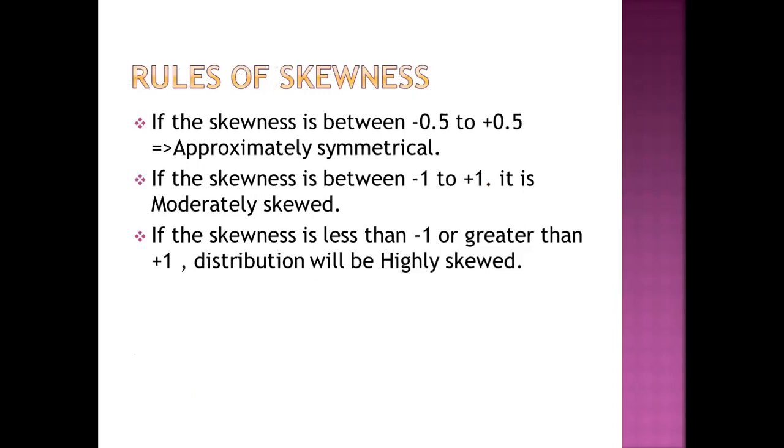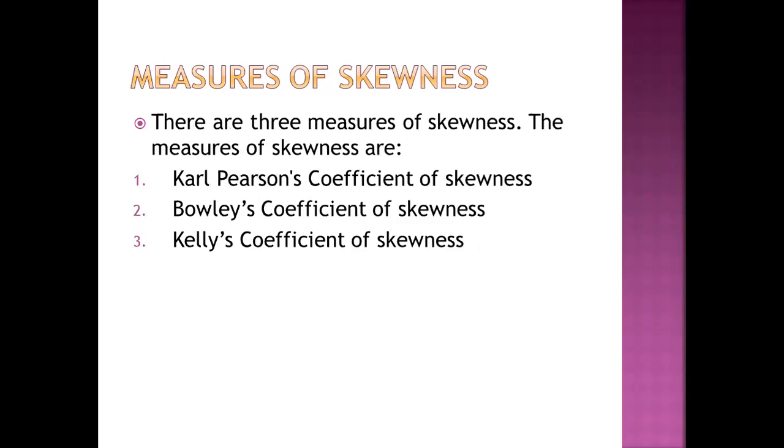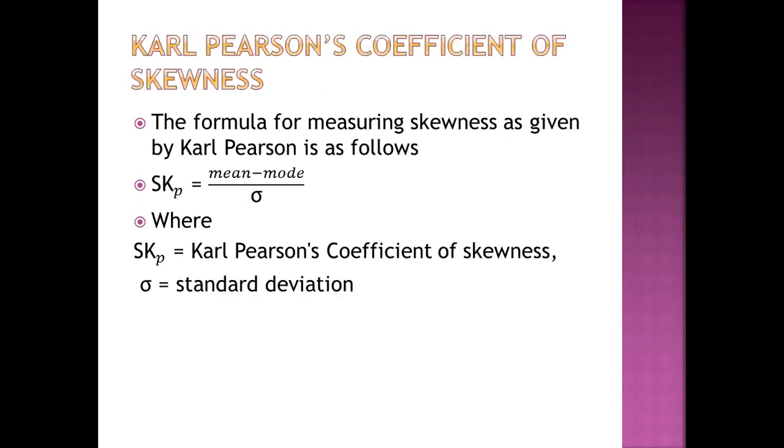If the skewness is between minus 0.5 and plus 0.5, it is called approximately symmetrical. If skewness lies between minus 1 and plus 1, it is called moderately skewed. If the skewness is less than minus 1 or greater than plus 1, the distribution is highly skewed. Measures of skewness: there are three measures of skewness. These are Pearson's coefficient of skewness, Bowley's coefficient of skewness, and Kelly's coefficient of skewness.